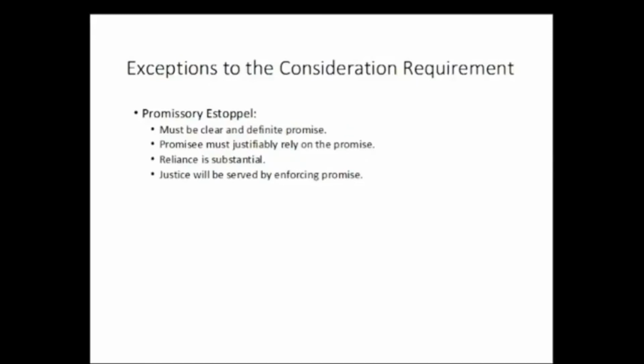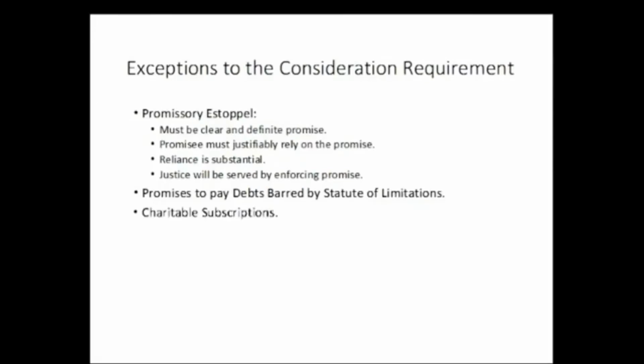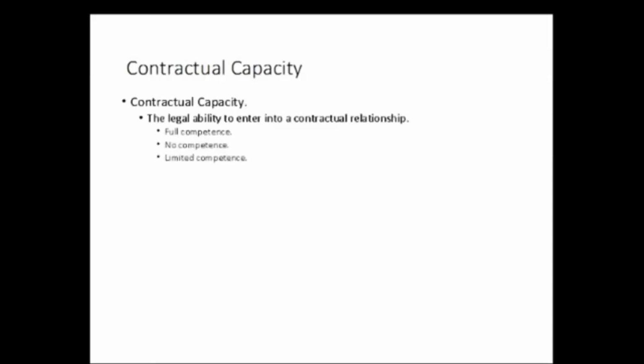So there's also something called promissory estoppel. Promissory estoppel requires a clear and definite promise, the party must justifiably rely on the promise, the reliance is substantial, and justice will be served by enforcing the promise. In other words, I did something in reliance on the offer that you made. Promises to pay debts that are barred by the statute of limitations are an example of that, or charitable subscriptions; tithing is an example of it.